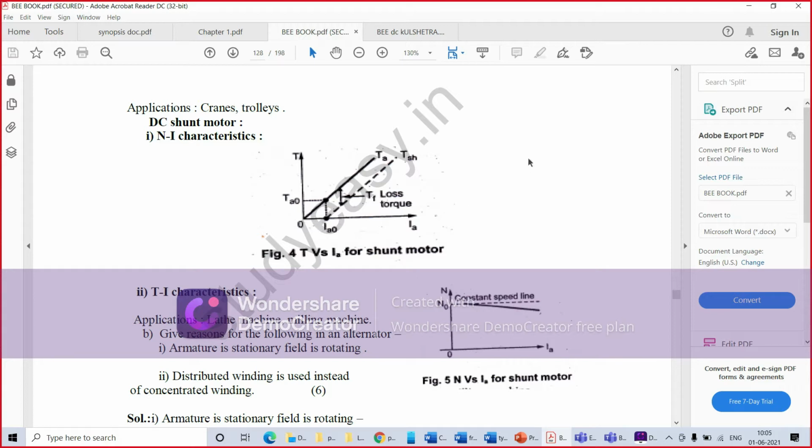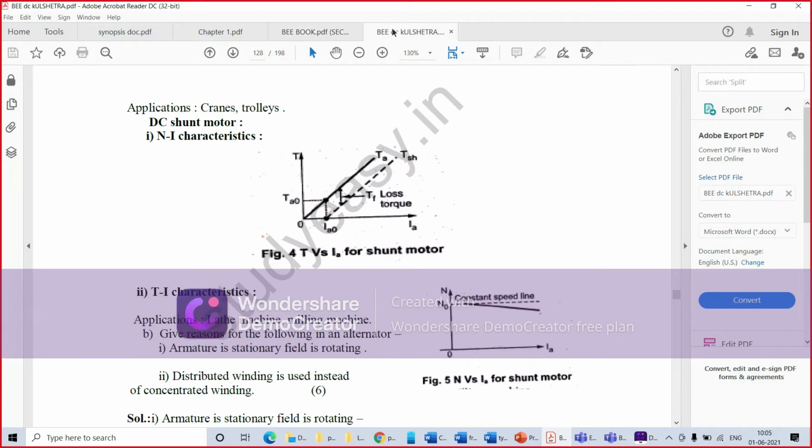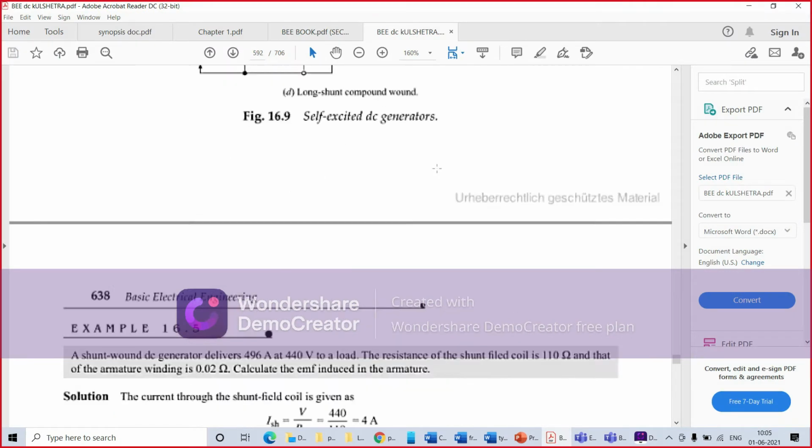ठीक है, एक बार आप इसे देख लीजिए, कैरेक्टरिस्टिक देखिए. और कल मैंने आप लोगों को डीसी शंट की कैरेक्टरिस्टिक दिखाई थी. और to be more precise, we can see it from this particular book. One second.